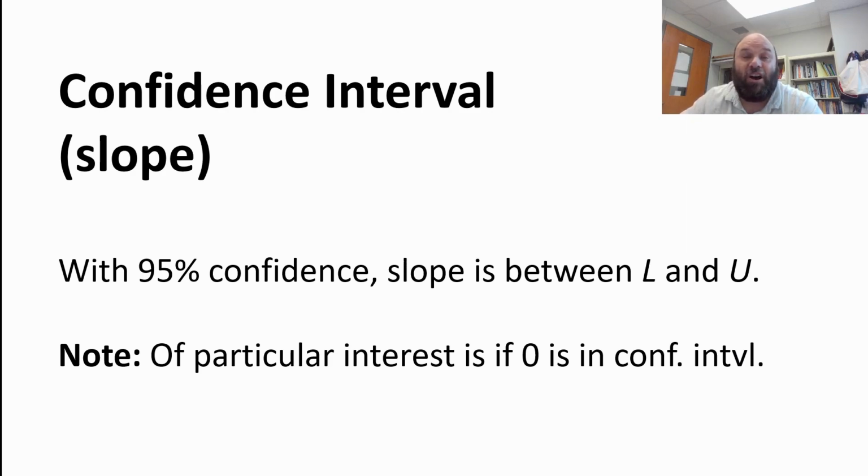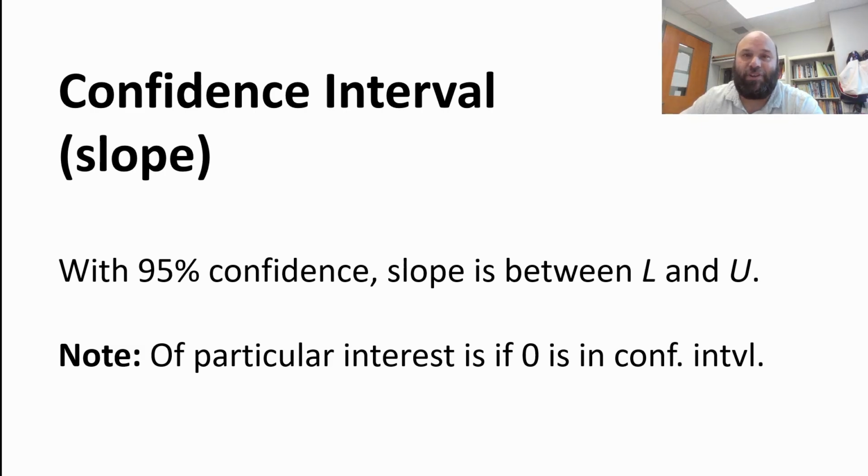And note, of particular interest is whether or not 0 is in that confidence interval. The reason for that is because if the slope is 0, that means the x value has no impact on the y value. So if 0 is in that interval between L and U in our confidence interval for the slope, if you have a negative number and a positive number, then you can't really conclude that there's any association or correlation, no matter how well that line fits.